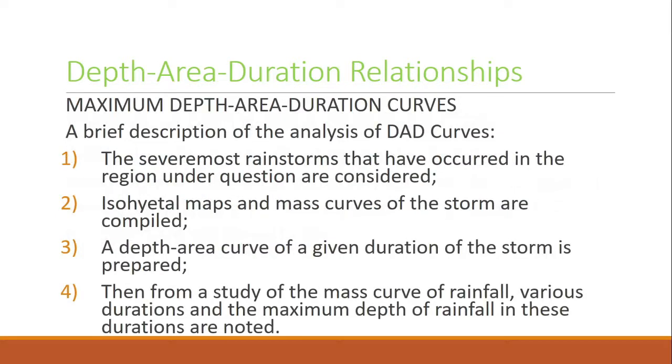A brief description of the analysis of DAD curves. First, the severe-most rainstorms that have occurred in the region under question are considered. Second, isohyetal maps and mass curves of the storm are compiled. Third, a depth area curve of a given duration of the storm is prepared. And lastly, from a study of the mass curve of rainfall, various durations and the maximum depth of rainfall in these durations are noted.